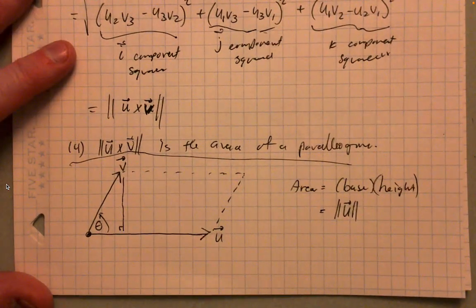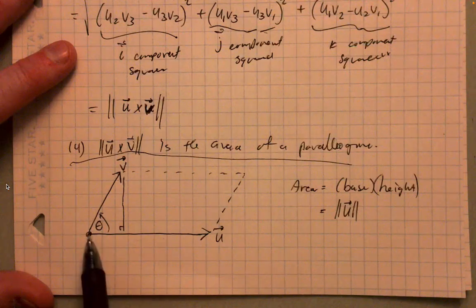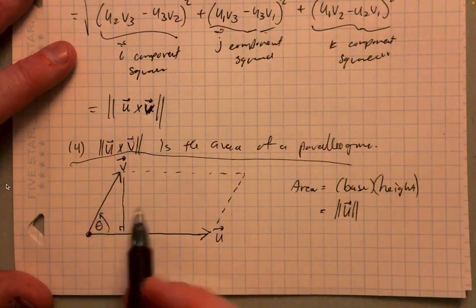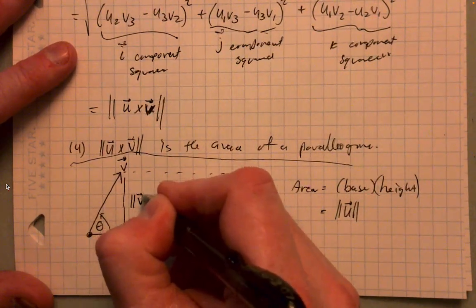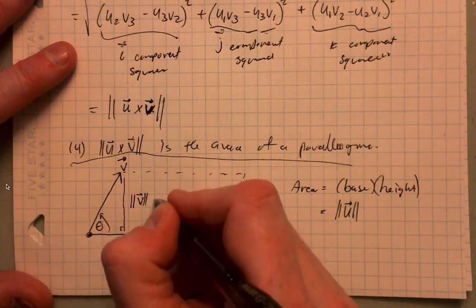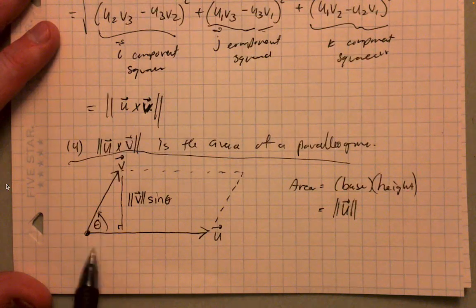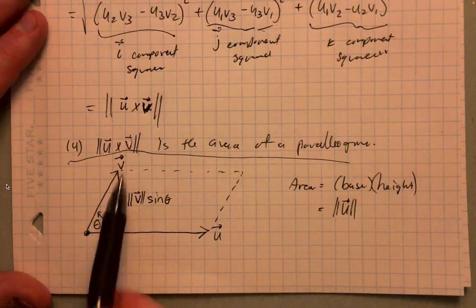Well, if you can recall back from your trigonometry, this is the cosine here, this length, and this would be the sine. But it depends on the length of v. So this guy here is the norm of v. The length of this is the norm of v times the sine of theta, and this would be the norm of v times the cosine of theta down here. But we're interested in this one because this is the height.